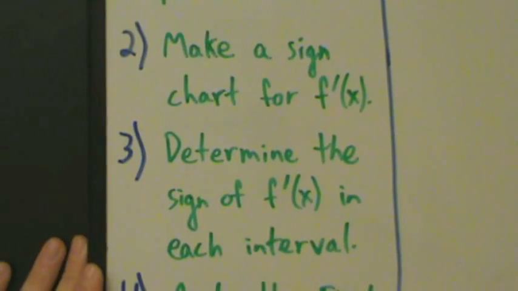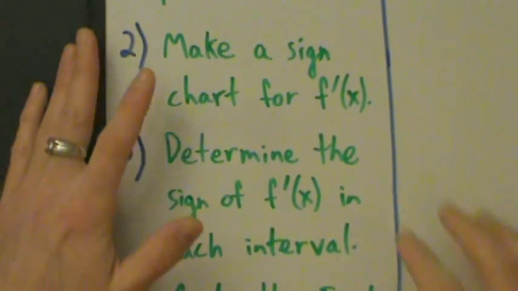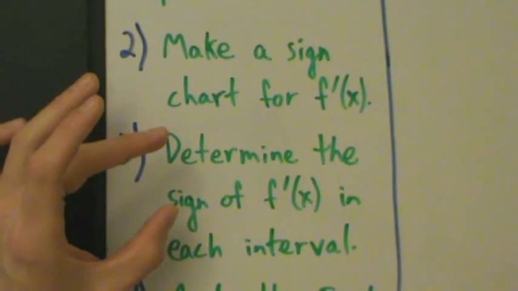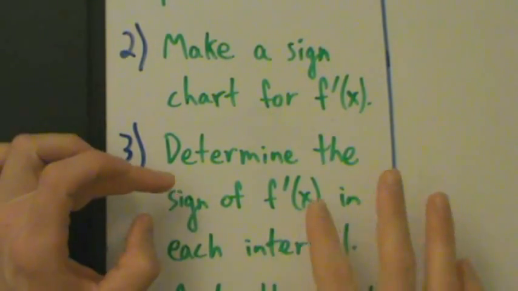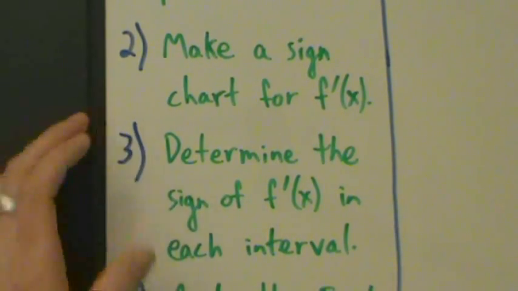Step 3, determine the sign of the derivative in each interval. Your sign chart is basically going to have a bunch of intervals on it, and then step 3 is to determine the sign of the derivative in each of those intervals. We'll see that with our example here.